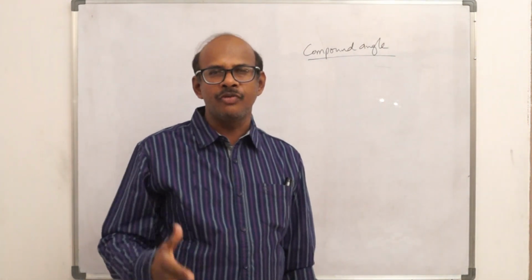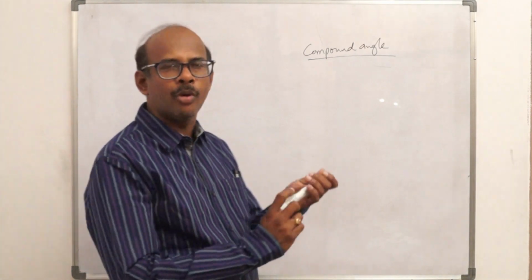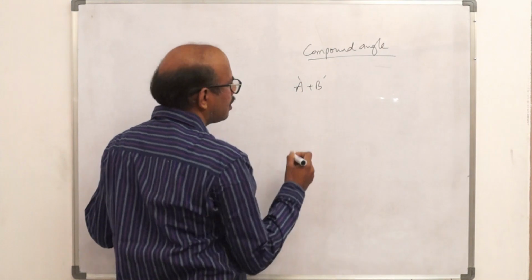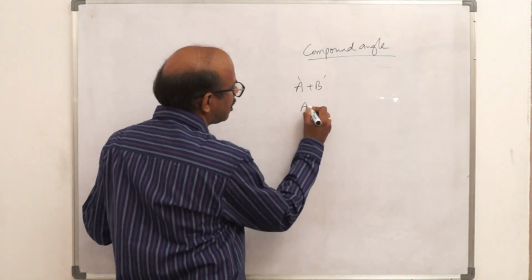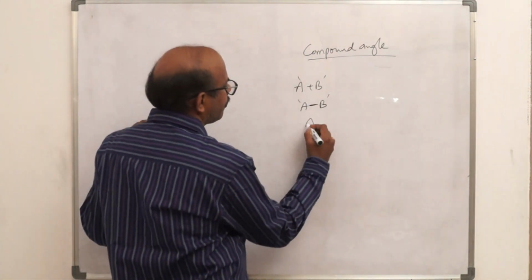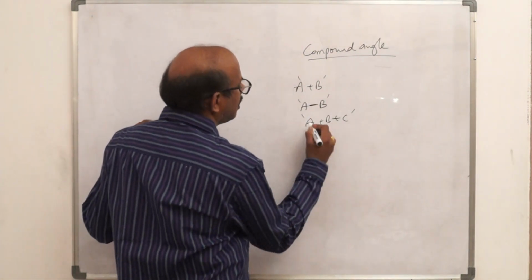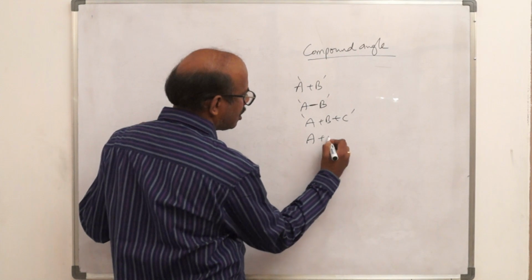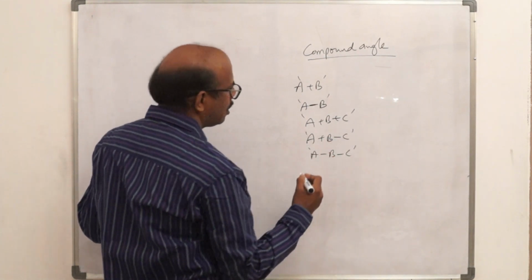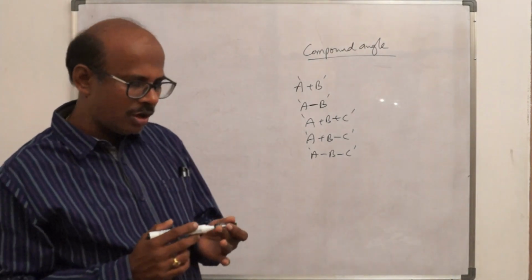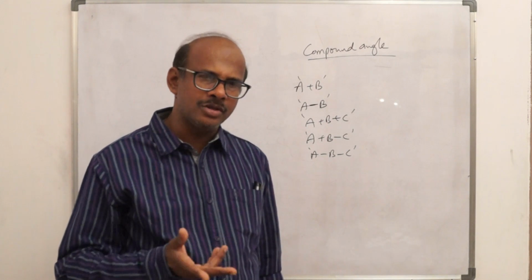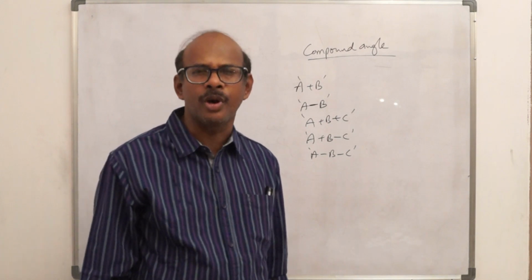The algebraic sum of two or more angles is called a compound angle. Means A plus B is the sum of two angles. A minus B is also the difference of two angles. A plus B plus C is the sum of three angles. A plus B minus C, or A minus B minus C. The algebraic sum is called a compound angle. The sum of two angles or the difference of two angles is called a compound angle.